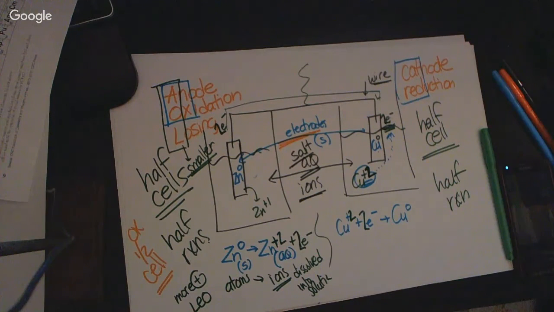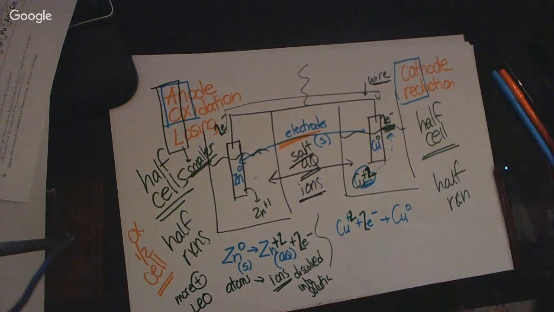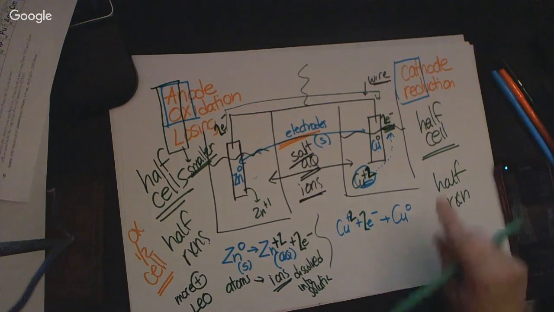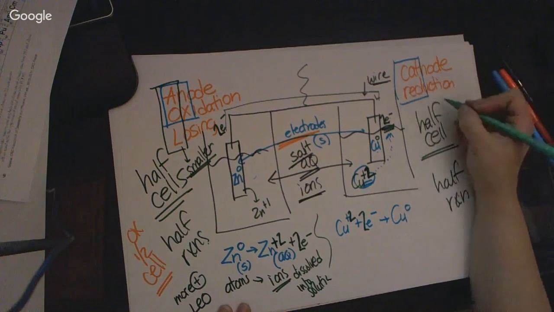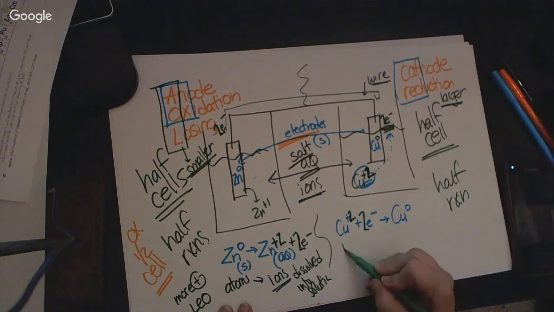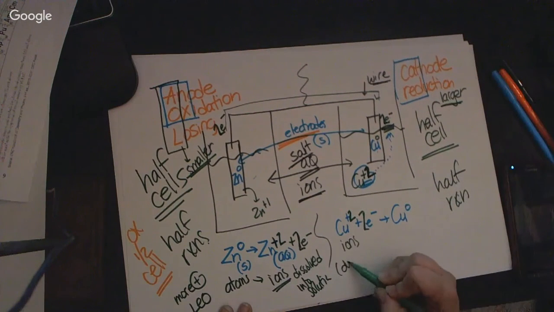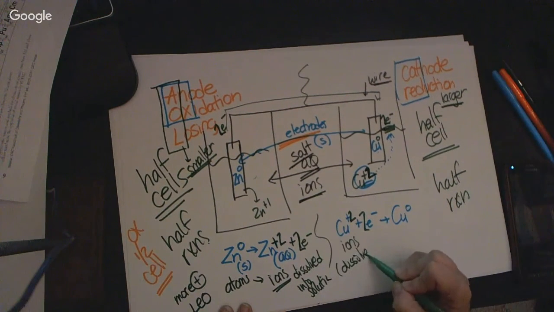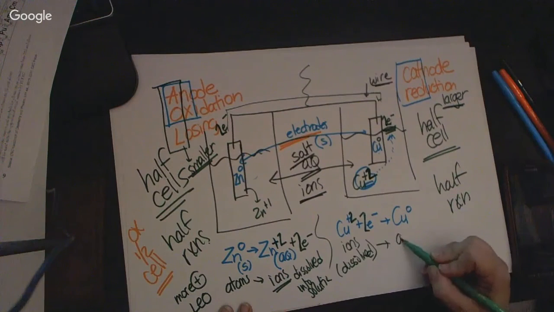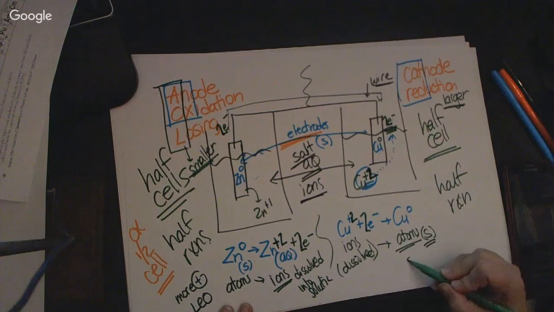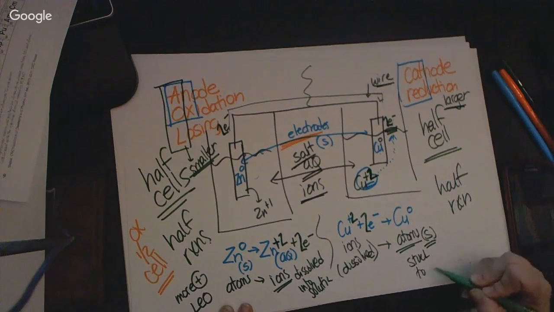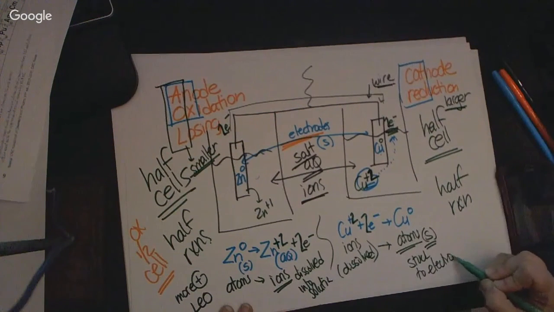So on this side, we are going to talk about the cathode, and the mass on this side is going to get larger. And the reason why it's getting larger is because the copper ions, which were once dissolved, are becoming copper atoms here. And the copper atoms are solid, and they get stuck to the electrode.